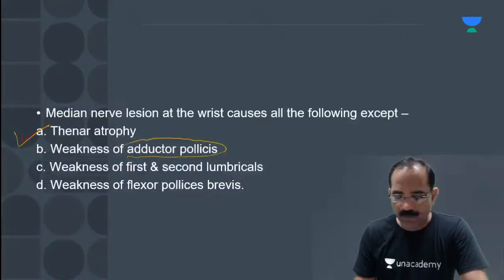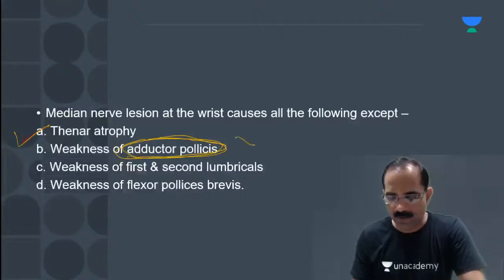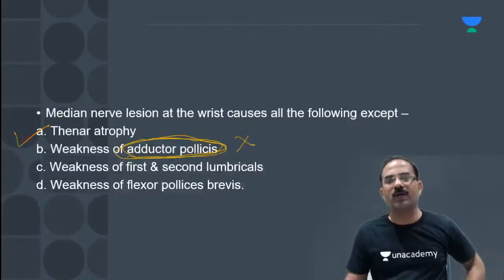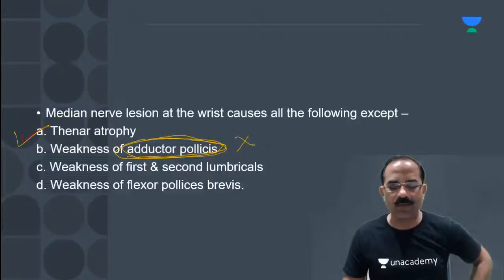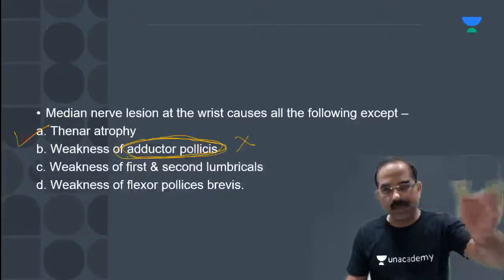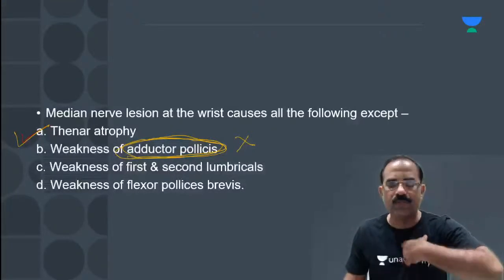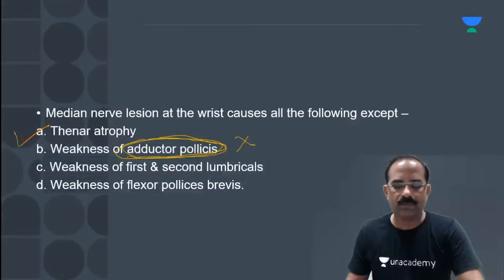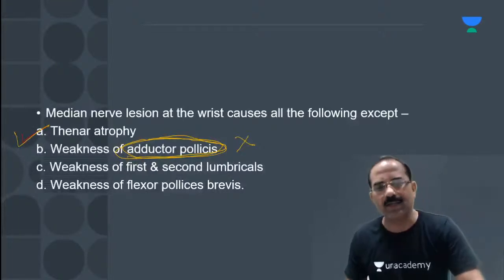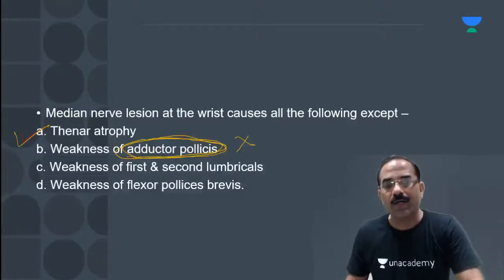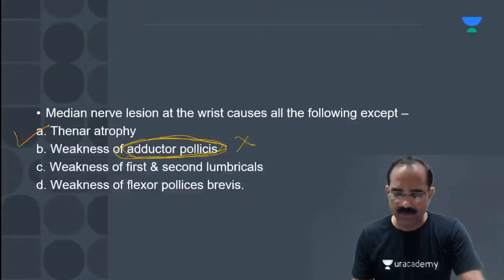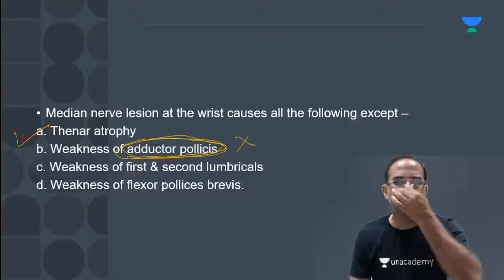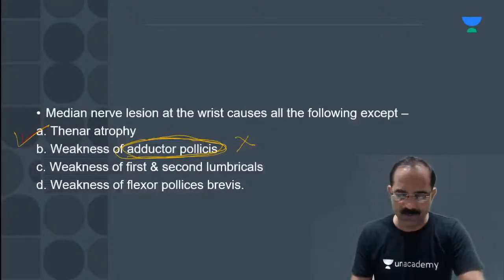Weakness of adductor pollicis, what do you say? This is wrong, students. This is the answer, because adductor pollicis is supplied by whom? Come on, now you answer. It's not the median nerve which supplies the adductor pollicis. Who supplies it? The ulnar nerve. The adductor pollicis in fact is known as the graveyard of ulnar nerve.